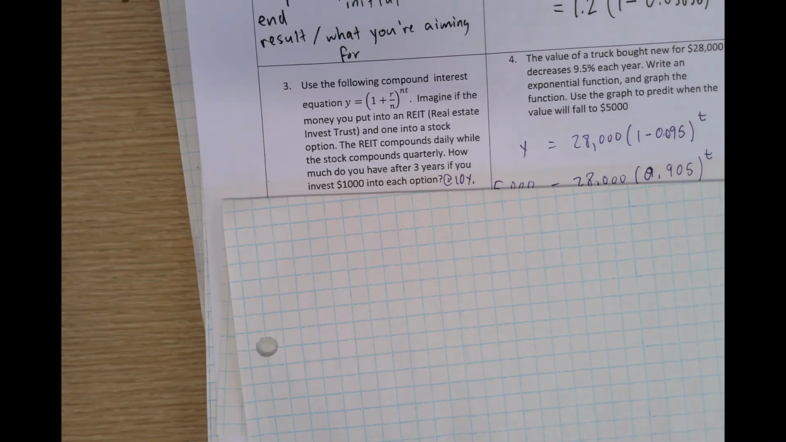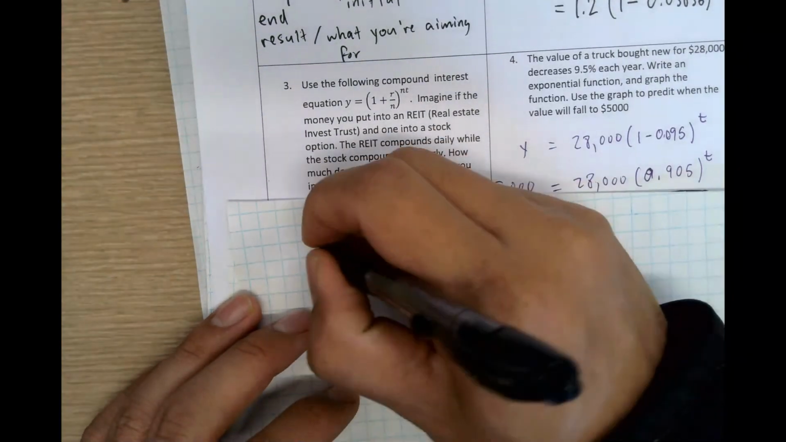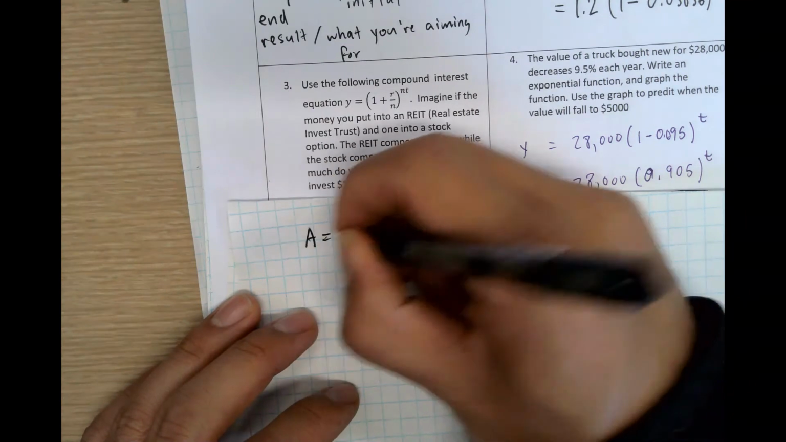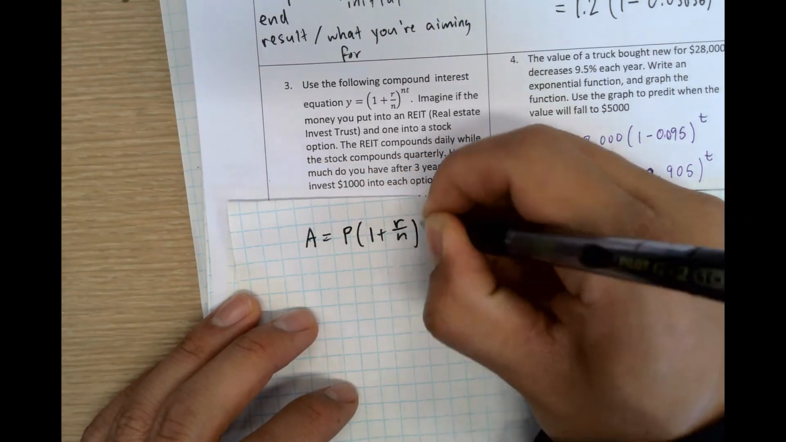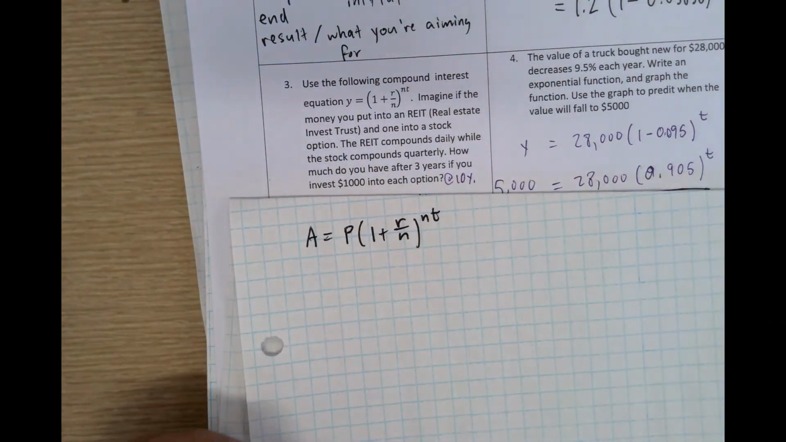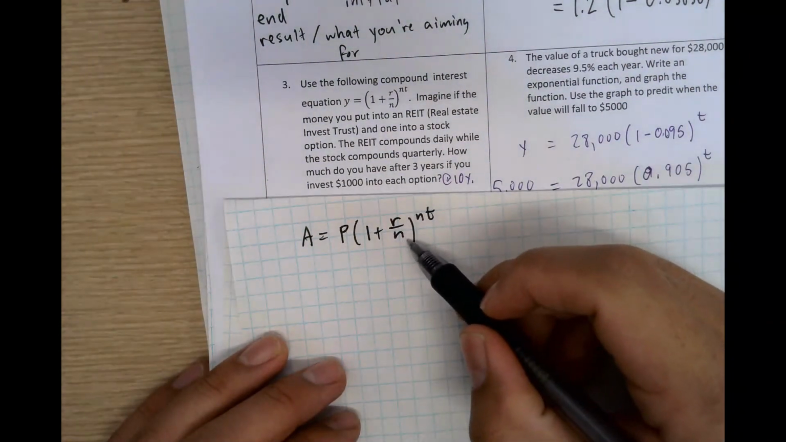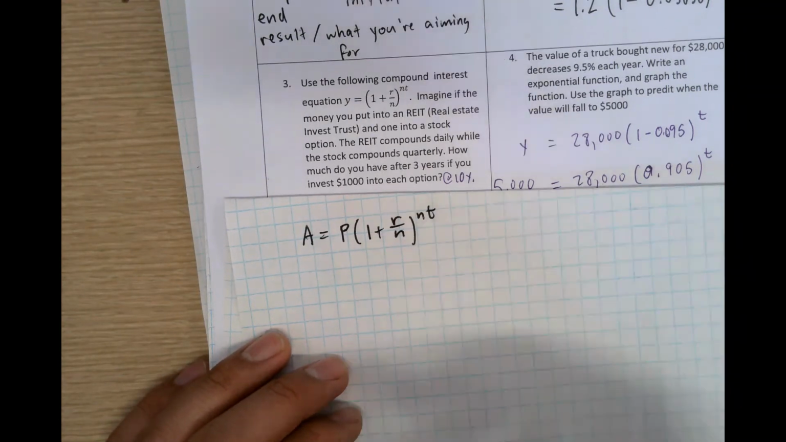So in this case, you would have A is equal to P(1 + r/n)^(nt). So the only difference here is because we are compounding, now we have to divide by how many times we're compounding, and then we're also going to raise it to the power of how much we're compounding.